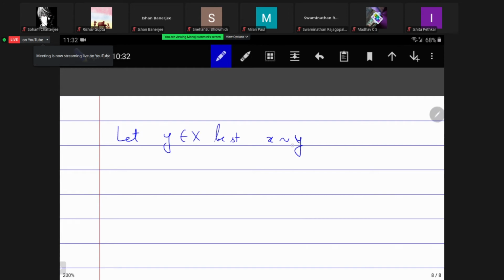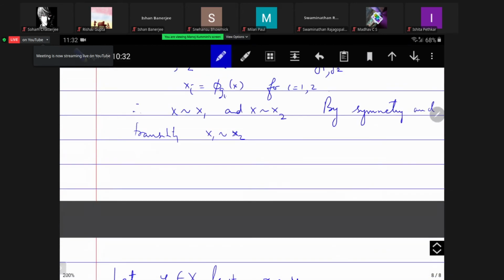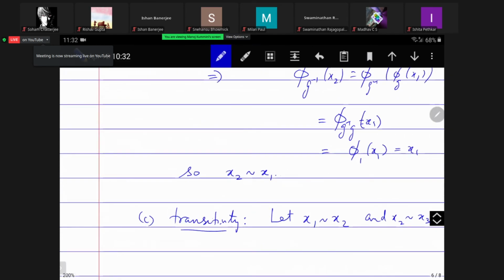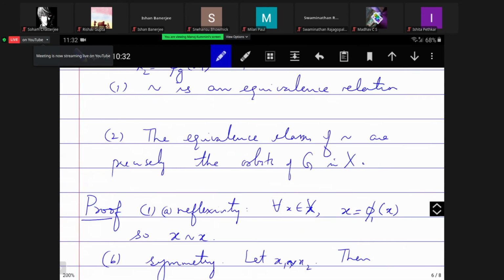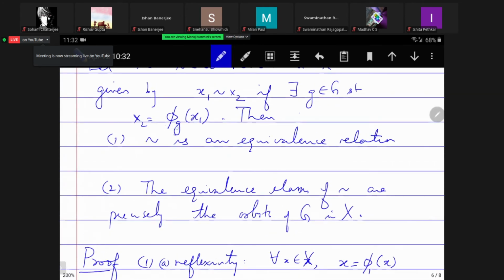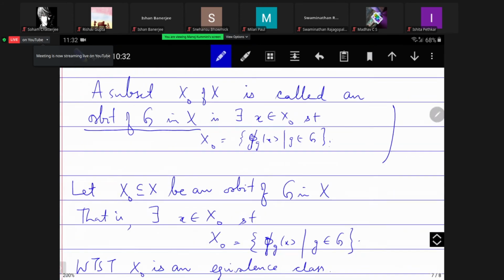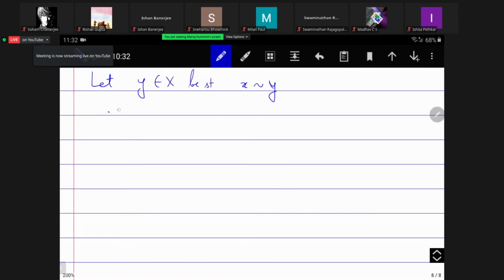So suppose that y is related to x. The equivalence relation is exactly this statement: there exists a g such that y is phi g of x. Therefore, y is in the orbit. Therefore, the equivalence class containing x is x0. That's what we just showed.